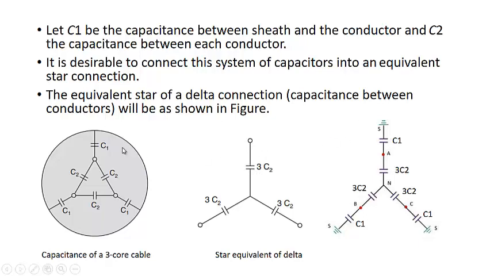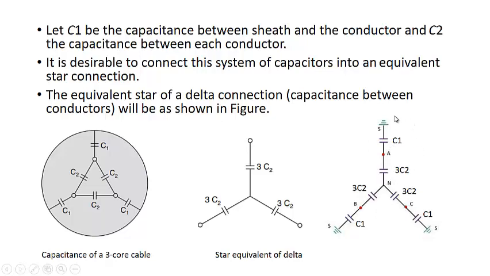So the equivalent circuit for this case will be now like this. So this ground means this is the earth potential, that is the S means sheath. Let's say this is point A, this is point B, this is point C. You can see now this will be like this. Equivalent star is 3C2, 3C2, 3C2. This is C1, C1 and C1. Now what is important? This is the per phase capacitance.